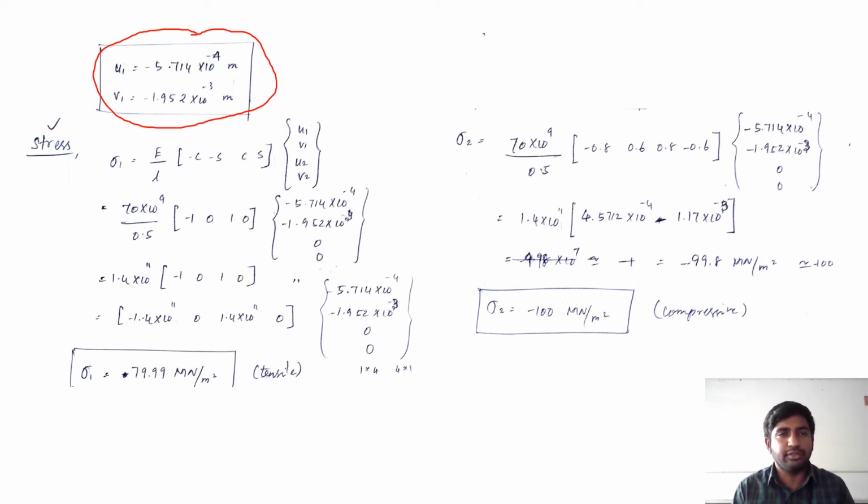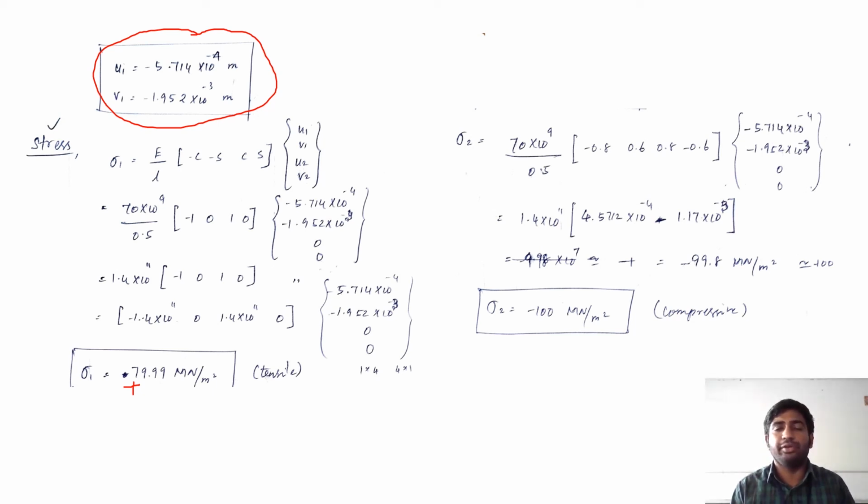This formula is used to calculate the stress. So sigma 1 is equal to E by L times minus C, minus S, C, S. Yes, this is the formula, and you already know that. This is the value of Young's modulus, 70 into 10 power 9. The length of element 1 is 0.5. So we substitute the values of C, minus S, C, S. After matrix multiplication, we finally calculate the stress value here as 79.99 meganewton per meter square. We can see clearly that it is positive, and plus means it is a tensile stress. So in element 1 the nature of stress is tensile.